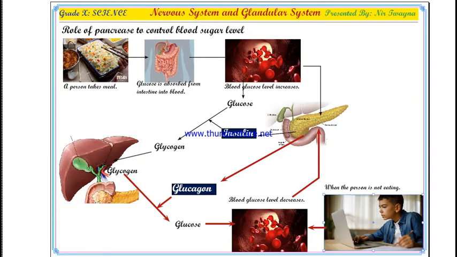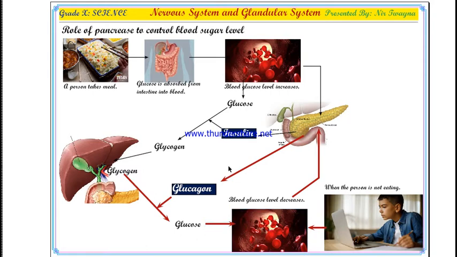And when you are not taking a meal, when you are working, or doing any other types of work, you are consuming glucose. As your tissues consume glucose, blood glucose level decreases. A lower level of blood glucose triggers the pancreas to release another hormone, glucagon. Remember, high blood glucose triggers the pancreas to release insulin, but low blood glucose triggers it to release glucagon. When glucagon is released, it causes glycogen to change into glucose, and that glucose is supplied to your blood. See, in this way your blood glucose level is maintained.